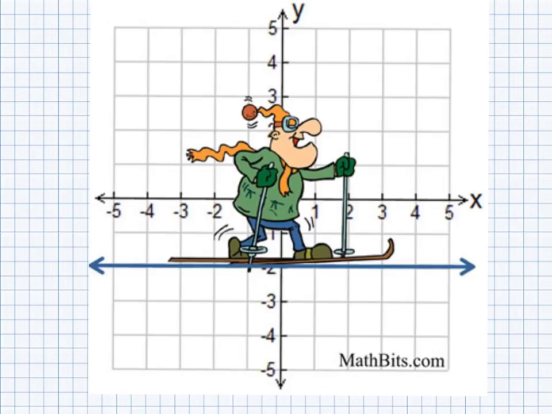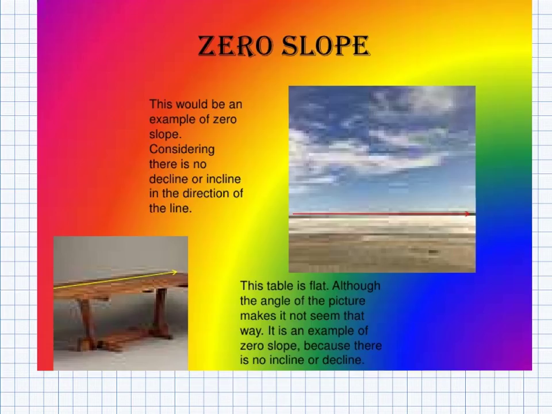This funny little guy is doing a 0 slope, and it is a horizontal slope, and the slope is 0. It's just straight across. There's no going up positive or going down negative. This talks about a 0 slope. These would be examples in real life of 0 slopes. There's no decline or incline. So this is straight across, this is straight across. The table is flat, although the angle of the picture might not show it. But you can see 0 slopes in a lot of things in life.